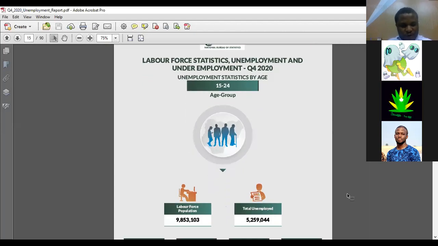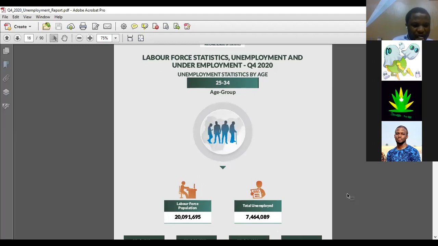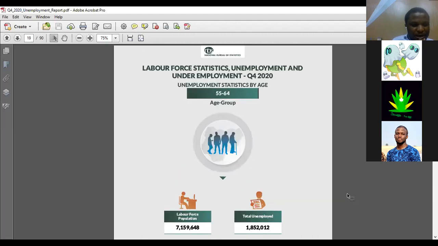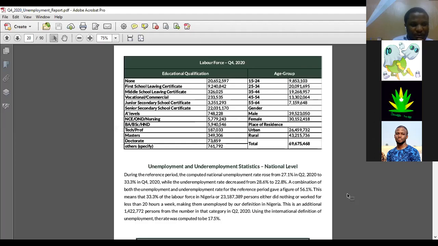So you see the labor force and the total unemployed, 9 million, why 5 million of them are unemployed. Between 25 and 34, 20 million in the labor force, 7 million of them are unemployed. 35 to 44, 19 million are in the labor force, 5 million are unemployed. 45 to 54, 13 million, 3 million are unemployed. 55 to 64, 7 million, 1.8 million are unemployed.